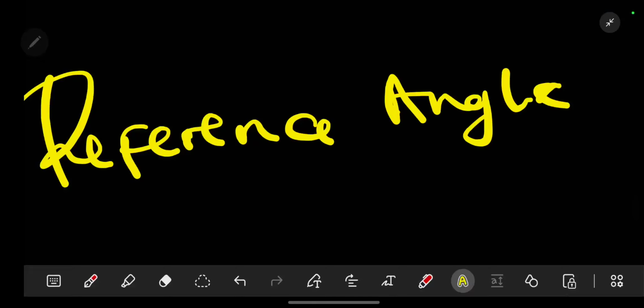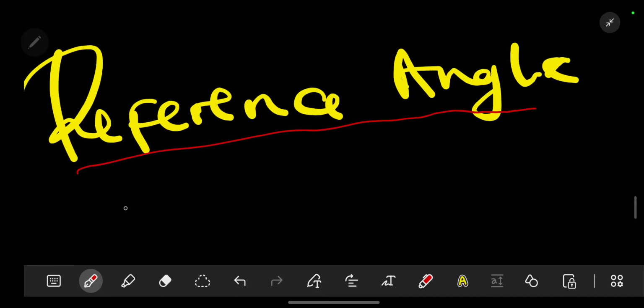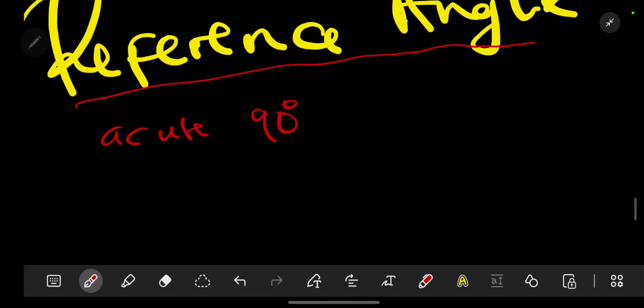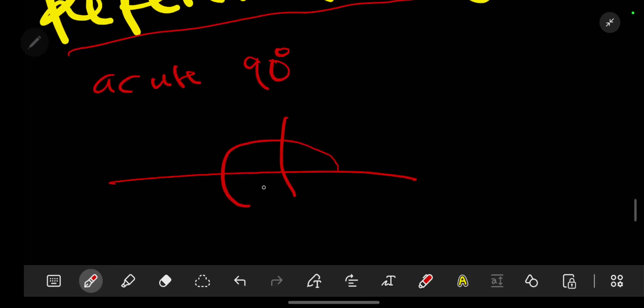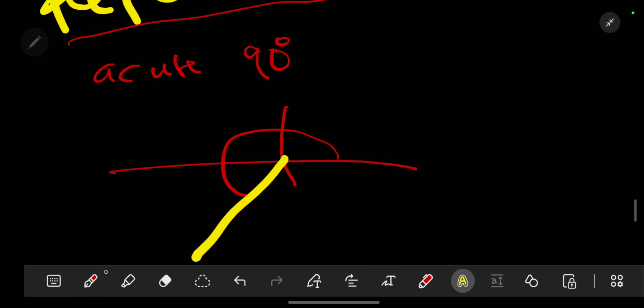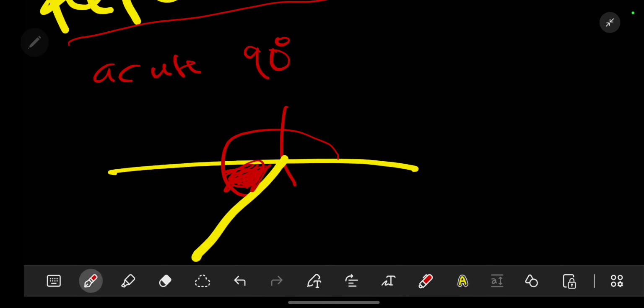So here today we are going to be looking at reference angles. So what is a reference angle? The reference angle is the smallest acute angle, that is an angle less than 90 degrees, between the terminal side and the x-axis. The terminal side is where the angle ends, like for example from here up to here. So this is the terminal side. So this angle between the terminal side and the x-axis is what we call a reference angle.